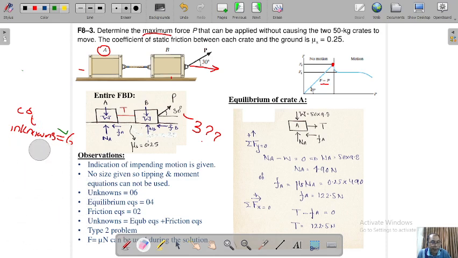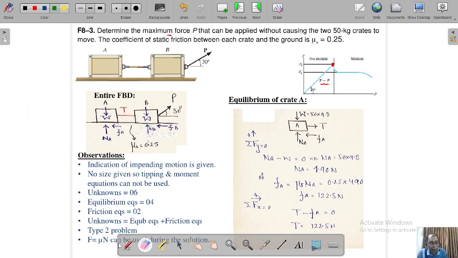Now we will say, since it is a statically indeterminate problem, for our ease we will break it up. We will consider this as our A, free body diagram A. If you look at it, this is the normal direction, this is the friction, this is the weight, and you can also break it down from here also.